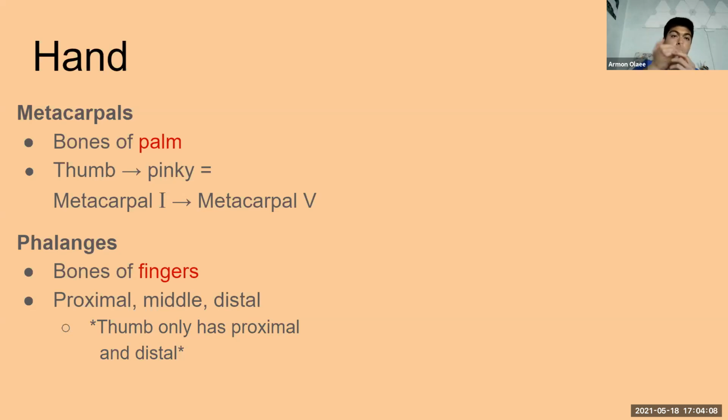And the phalanges are the bones of your fingers. They have proximal, middle, and distal bones. However, your thumb only has the proximal and distal. So all of your other 4 fingers have 3 of the phalange bones, while your thumb only has 2 of them.